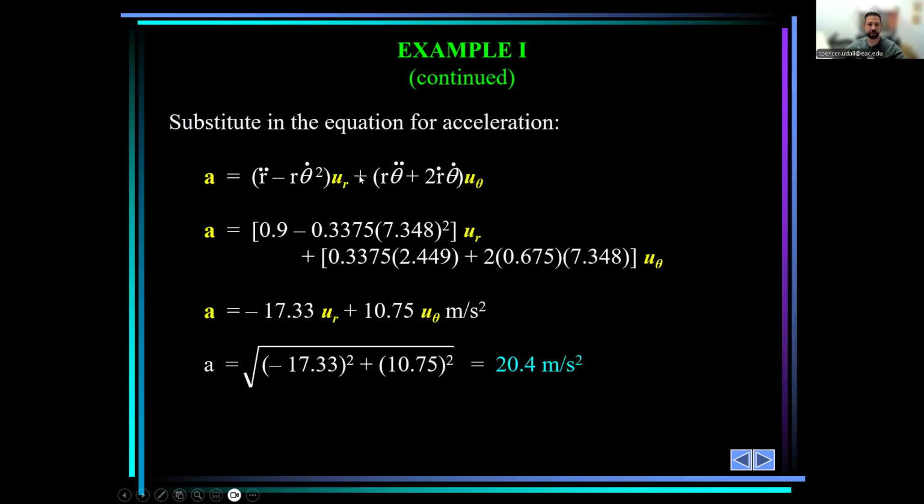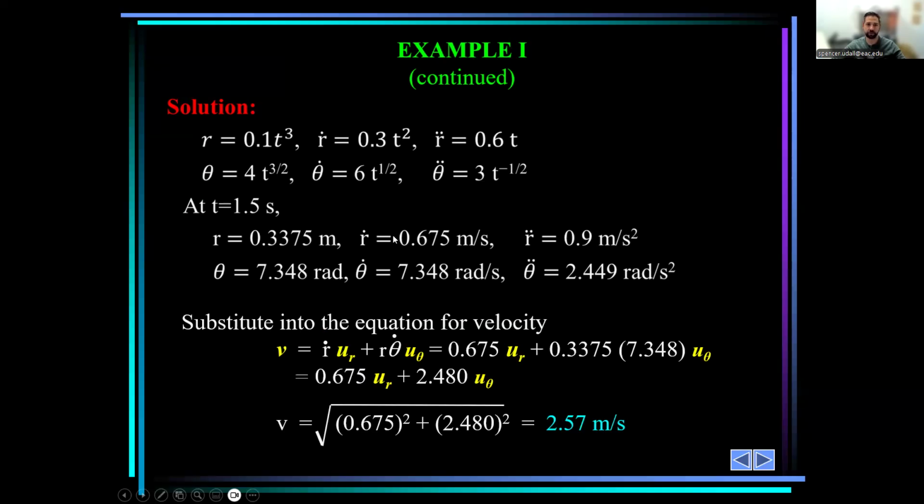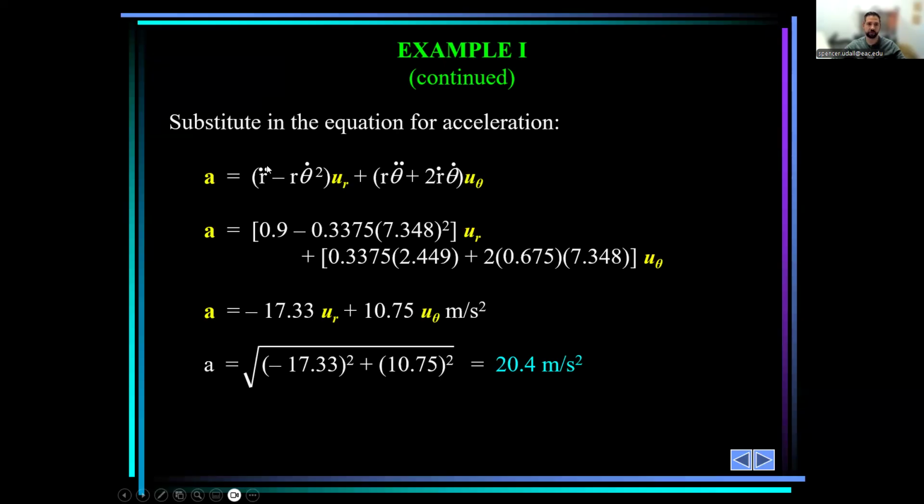We'll do the same thing one more time for acceleration. We had this equation for the r component, this equation for the theta component. And you'll notice the r component isn't simply r double dot. The theta component isn't simply theta double dot. It's a lot more than that. And so we come up with that by plugging in all of our values that we solved for earlier, plugging those in for our r's and thetas and simplifying. We will get 10.75 for the theta piece, negative 17.33 for the r piece.